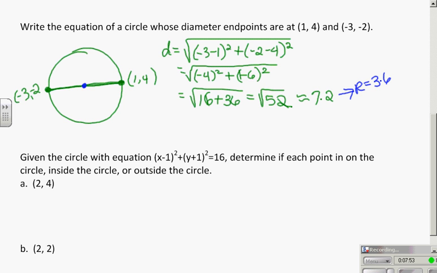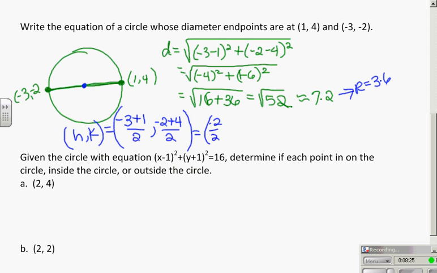Now I need a center. The center of my circle looks like it's in the middle, and I have a formula that would let me find the midpoint, which is the middle of that segment. So if I use the midpoint formula on this diameter, I'll find the center of my circle. So (h, k) will be equal to (-3 plus 1) divided by 2, (-2 plus 4) divided by 2. So (h, k) is -2 over 2 and positive 2 over 2, which makes it (-1, 1).